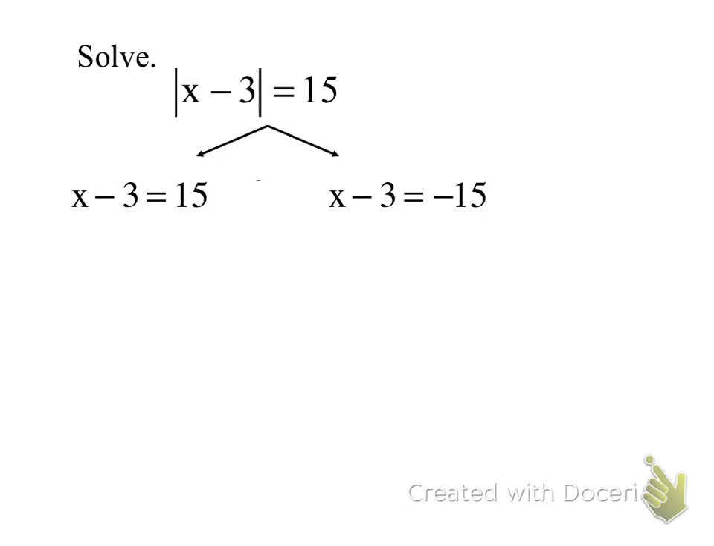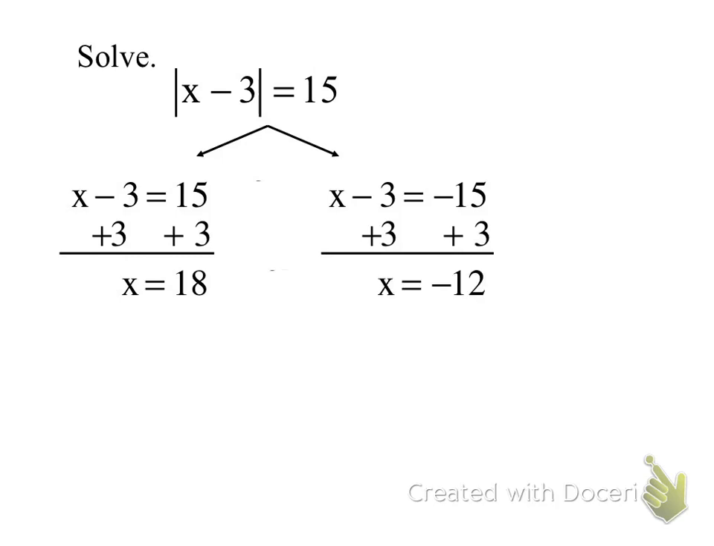What am I doing here, Catherine? Add 3 to both sides. And we end up with x equals 18. And what do I do, Luda? Add 3 to both sides. X equals negative, x equals -12.